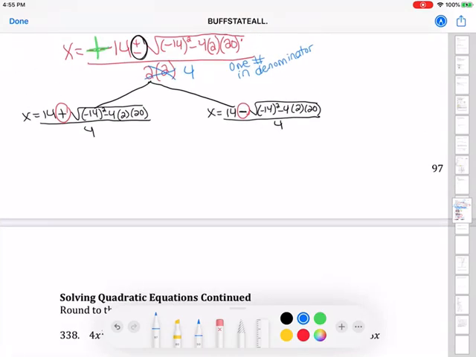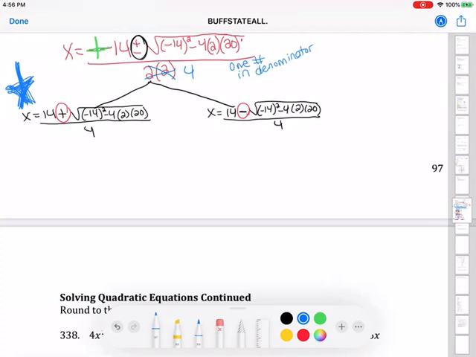Okay, so the first one I'm going to show you over here with the plus, and this is actually the one I recommend you use, but some people don't prefer it, so it's the one I recommend. Just keep that in mind. When you're plugging this into your calculator, unfortunately, you cannot type it in all at once. You can't type in 14 plus the square root of blah, blah, blah divided by 4 equals and get your answer. Your calculator doesn't understand PEMDAS.